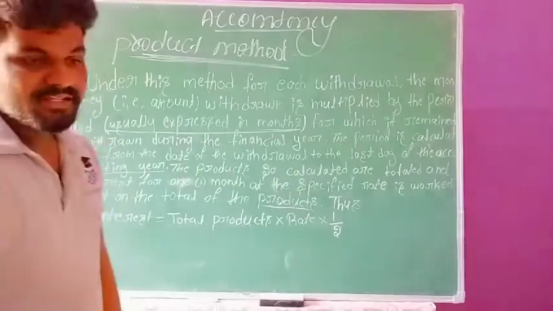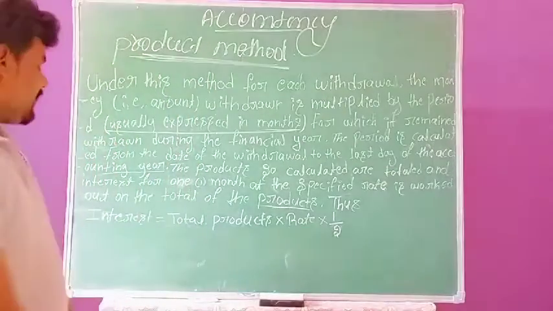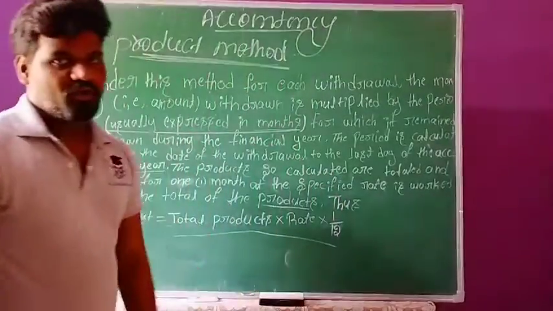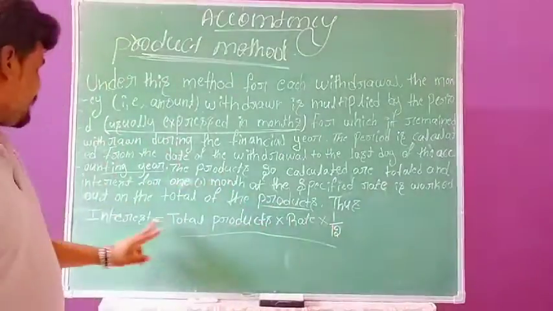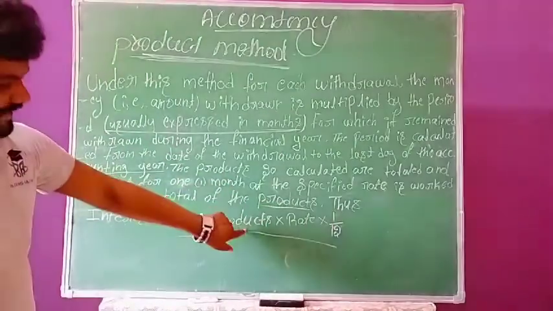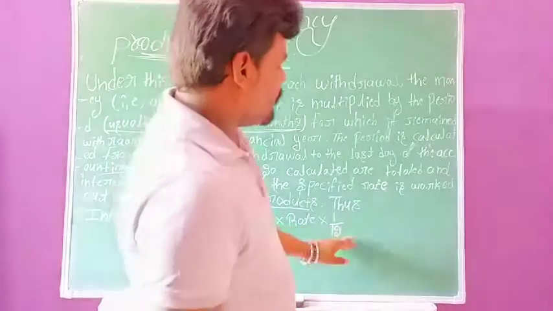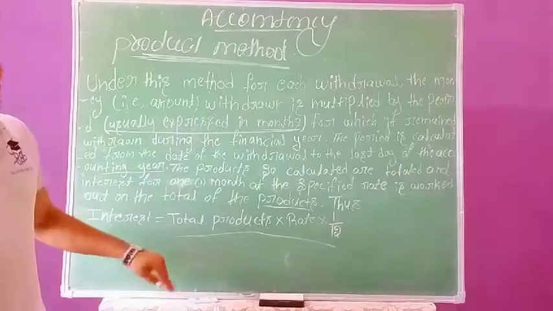So there is a formula for the calculation of interest: total product into rate into 1 by 12. Total product multiplied by rate multiplied by 1 divided by 12. This is the formula for the calculation of interest on drawings.